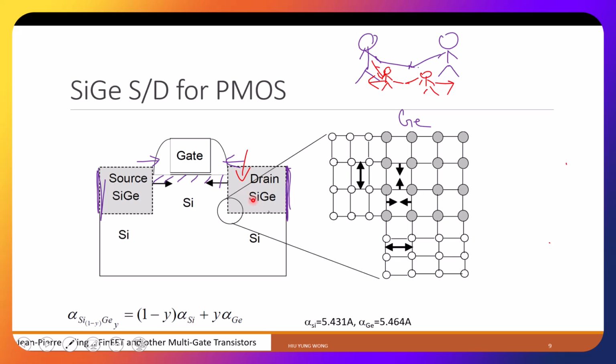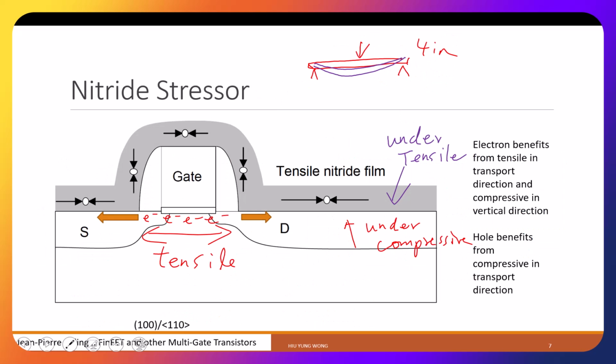Depends. I think they do use silicon germanium. Depends on the technology node. There are many other ways, but I don't know them well. But definitely silicon germanium is one important method to do compressive stress. And then this nitride stressor is a method to do the tensile stress. This was done very early, in the 2000s. People tried that already.